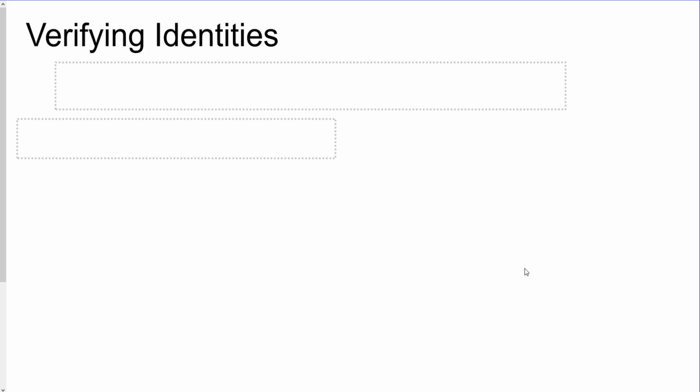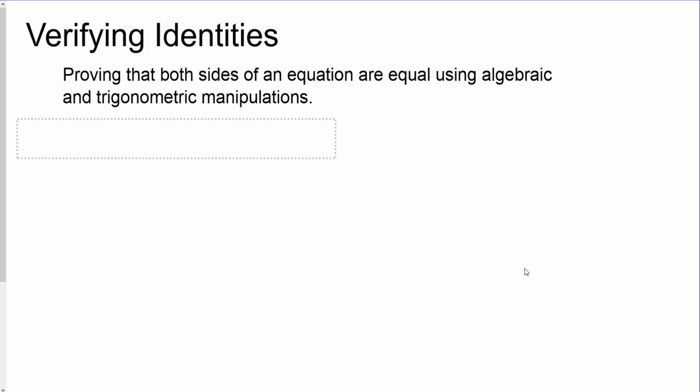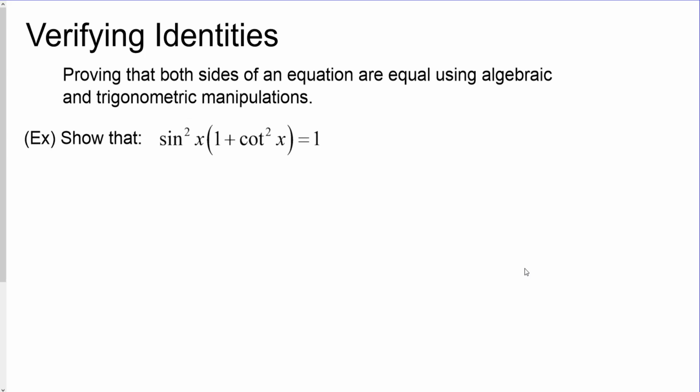This lesson is on verifying identities. Verifying identities involves proving that both sides of an equation are equal using algebraic and trigonometric manipulations. For instance, show that sine squared x times the quantity 1 plus cotangent squared x equals 1.